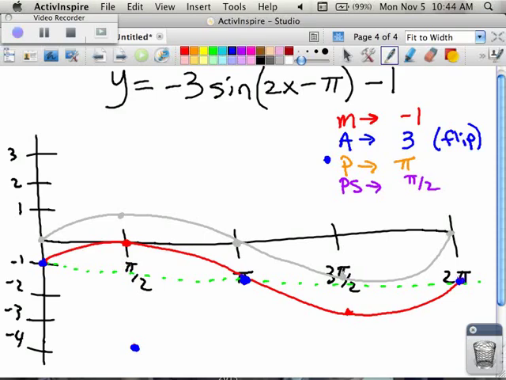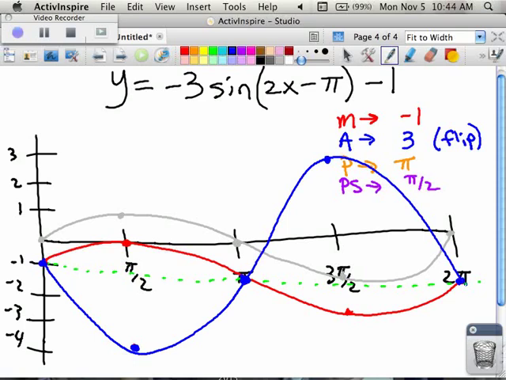So this is what my graph looks like now, including the midline change and the amplitude. 3 units below the midline, 3 units above. Notice how I still have one valley and one mountain. But because of the negative sign, I started with the valley.